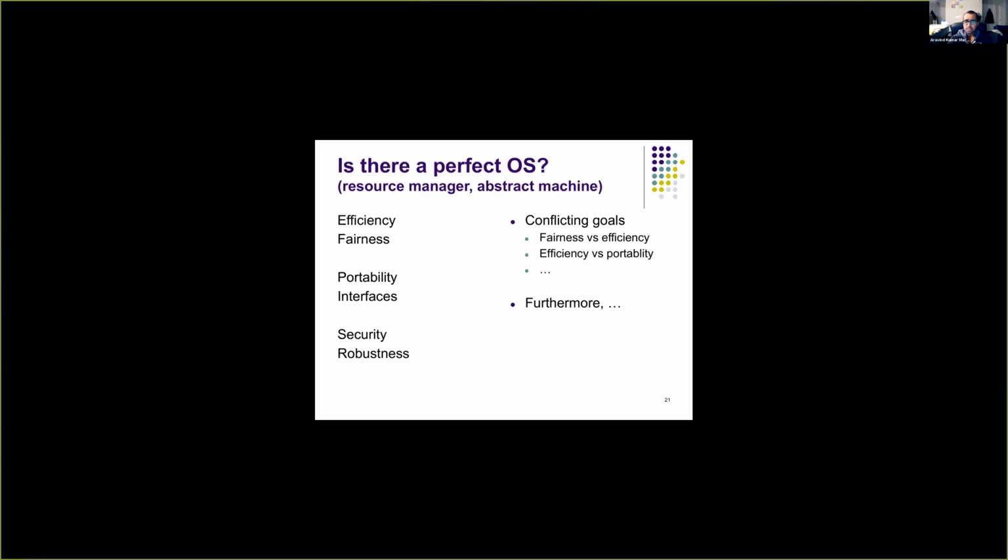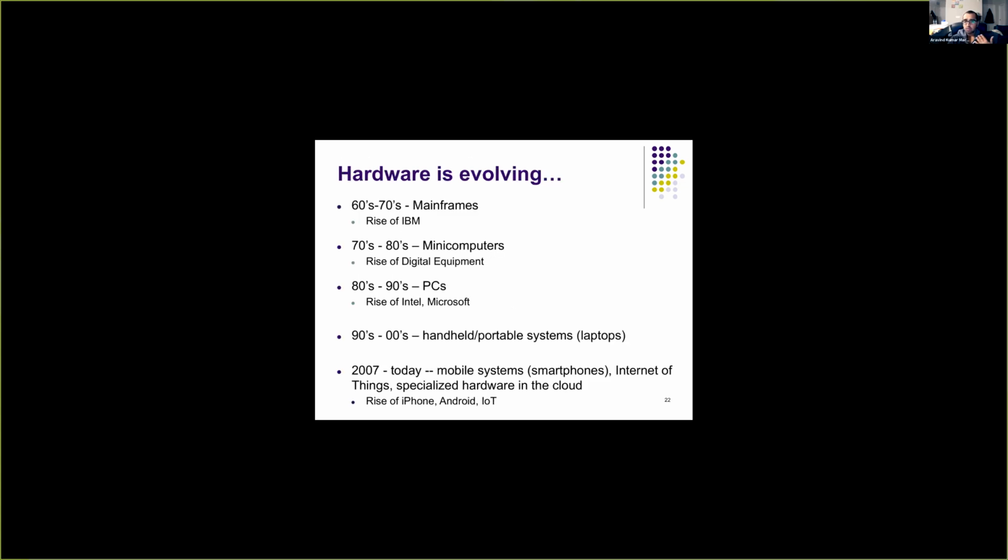And there are also other things that make the design of an operating system a very complex task. Hardware is evolving, right? So we had mainframe computers in the 70s and we evolved to minicomputers, and PCs came, and now we have mobile systems, internet of things, and we have these small computers at every step of our life.